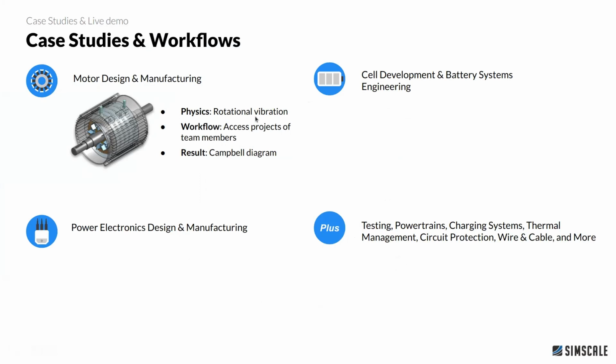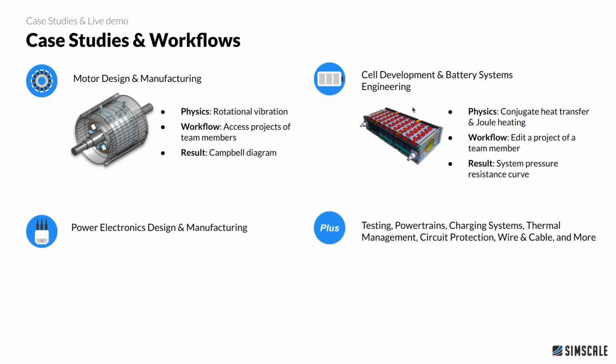And I want to walk you essentially through a physical case for all of these. So in this case, for the motor, a rotational vibration case, I want to show you a typical workflow that you could use with your team and colleagues. And I want to provide you with a quantitative result that you can use to make an informed decision. In the case of the battery systems, I want to show you an air-cooled battery module where we will look at the conjugate heat transfer and joule heating, so a thermal analysis of this pack, and we will derive a system pressure resistance curve.